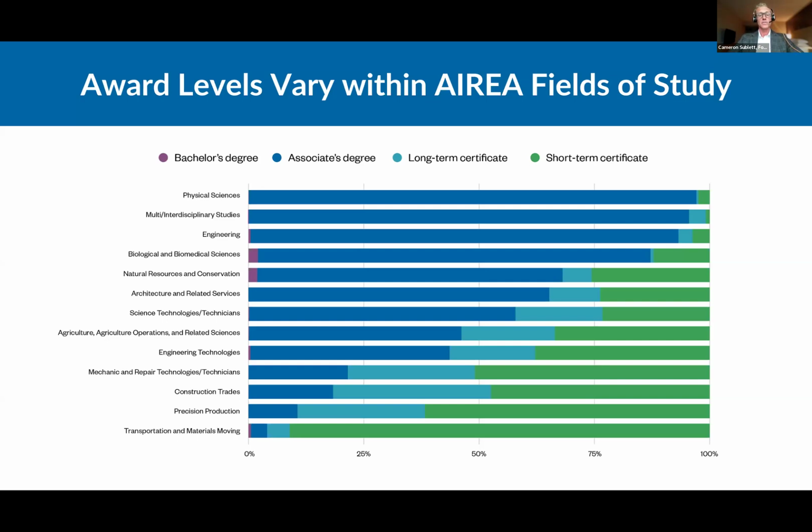At the same time, the figure illustrates that associate degrees anchor STEM and science fields. For fields like physical sciences, engineering, and interdisciplinary studies, associate degrees make up the bulk of the awards, suggesting a more structured or academically scaffolded path. These areas may require more foundational coursework or are commonly linked to transfer pipelines.